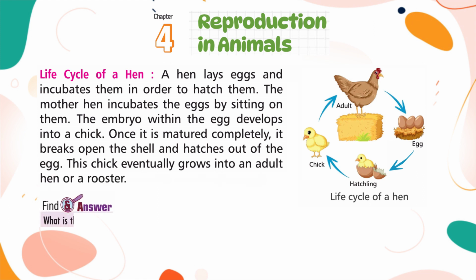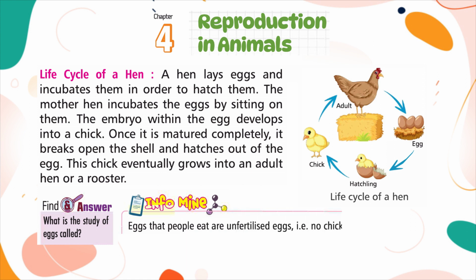Find and answer. What is the study of eggs called? Life cycle of a hen. Adult, egg. Hatchling, chick. Infomine. Eggs that people eat are unfertilized eggs. That is, no chick is being formed in the egg.